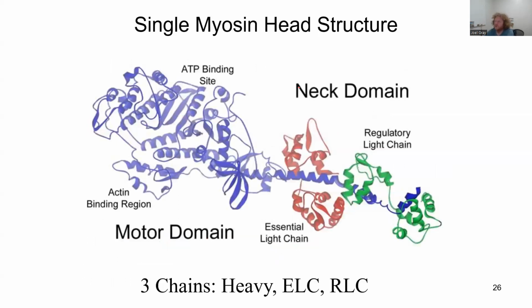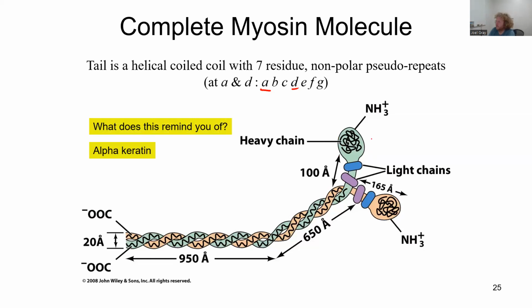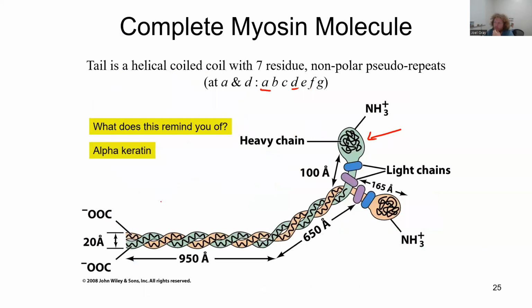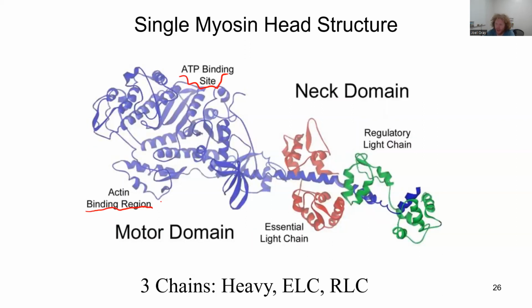Now, a single myosin head structure, this head structure right here, this heavy chain, is what we're interested in. That's where the N-termini of this polypeptide is found. This head structure has a couple of different things. One thing that it has is an ATP binding site. Another thing is that it has an actin binding region. So we're talking about myosin being able to bind to actin. So we've got an actin binding region, we've got an ATP binding site, and then the rest of it is this neck domain with these two light chains. And you know, why on earth do we have an ATP binding site?